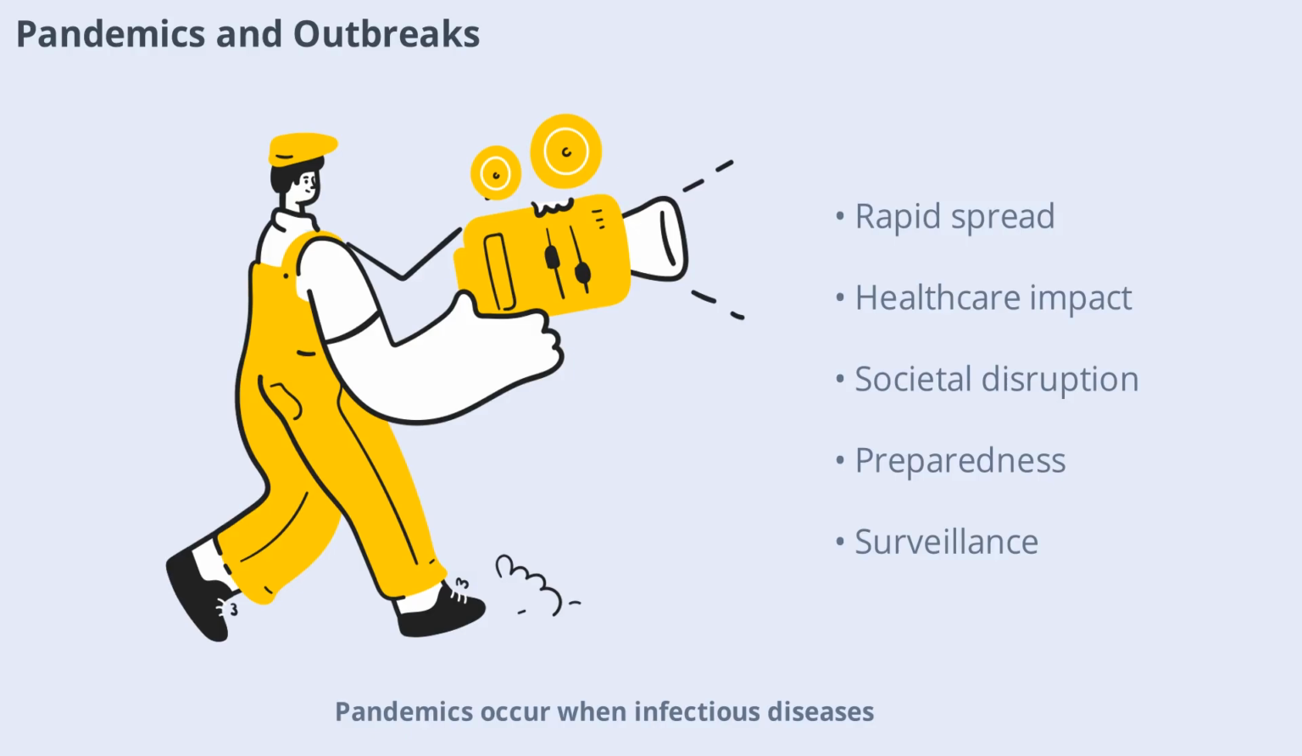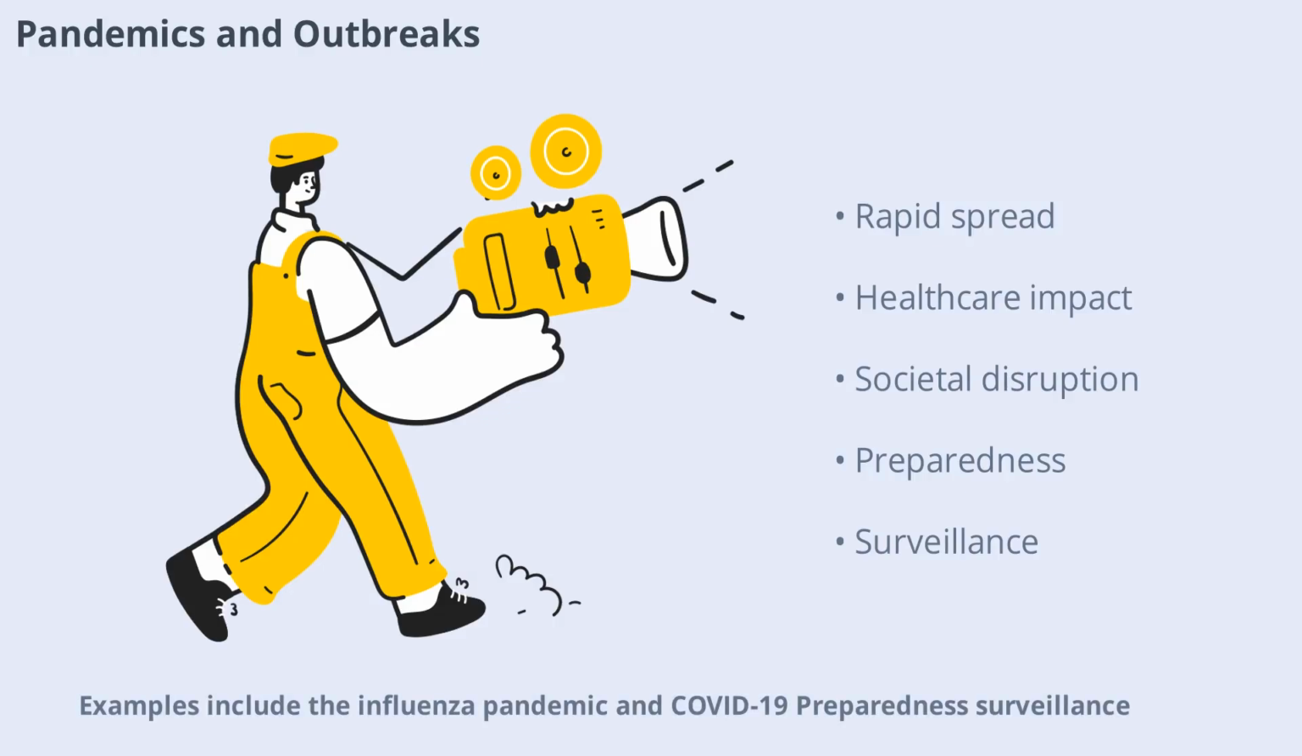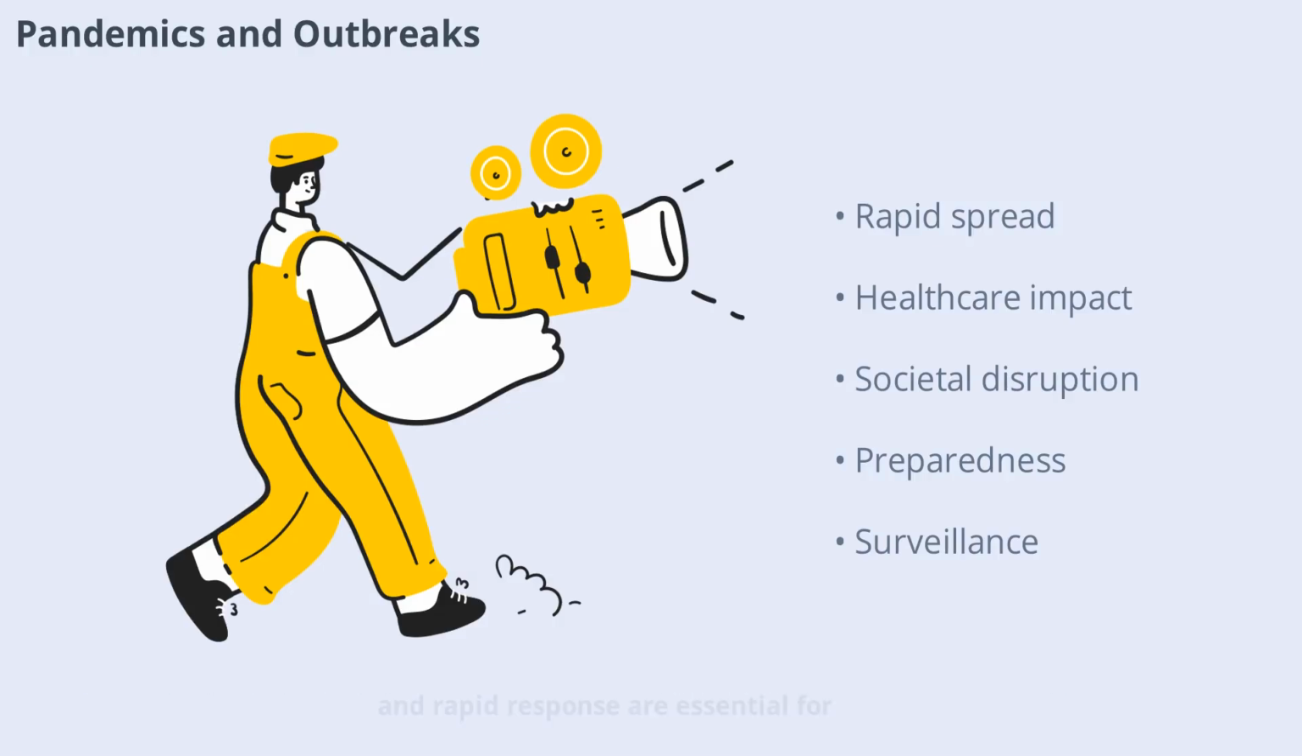Pandemics occur when infectious diseases spread rapidly across countries or continents. Outbreaks can overwhelm healthcare systems and disrupt societies. Examples include the influenza pandemic and COVID-19. Preparedness, surveillance, and rapid response are essential for managing pandemics and minimizing their impact.